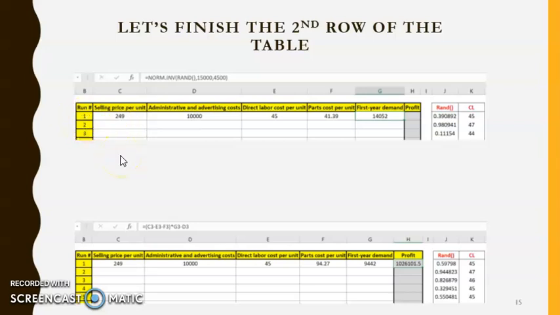So here it is telling you that let's finish the second row, and it means we should simulate the first year demand. That is normal. We are going to do it. And here it put the final formula for doing the profit that I'm going to show you with the Excel file.